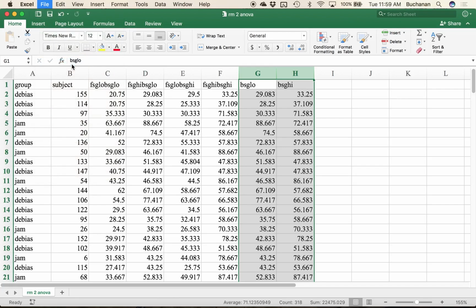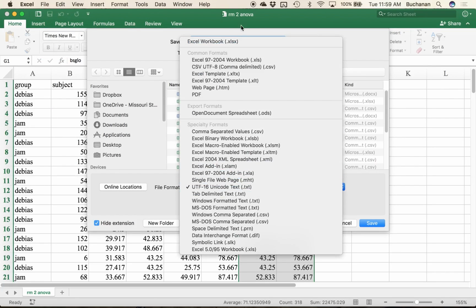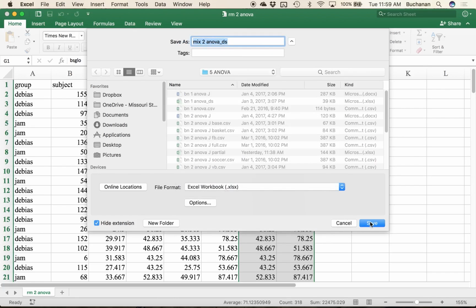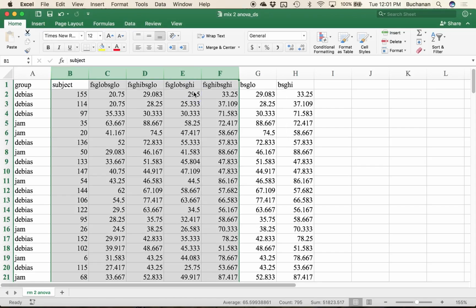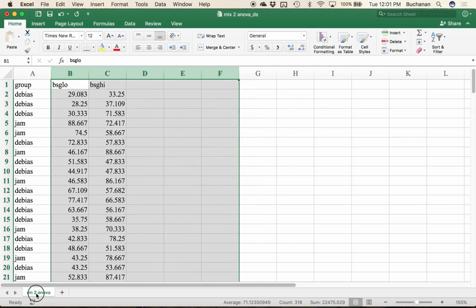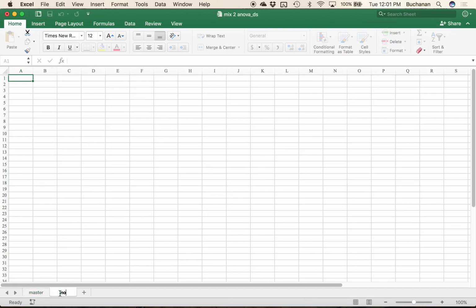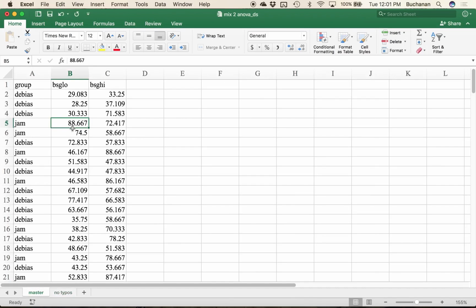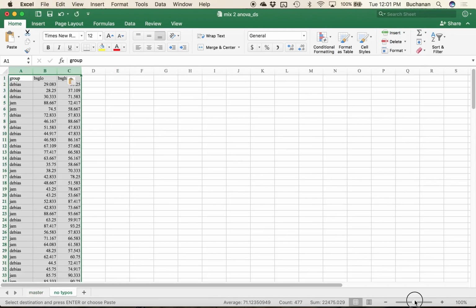So I'm going to save this file as mix2 ANOVA data screening and save it as a regular Excel file so I can use the tabs. Now that I've got this saved as Excel, I'm just going to get rid of these columns because I don't need them for this analysis. So this is our master tab where we have everything and we don't touch anything. So let's try now making our no typos tab and see if we have any typos. If we don't have any typos, we'll just change this to see about missing data.